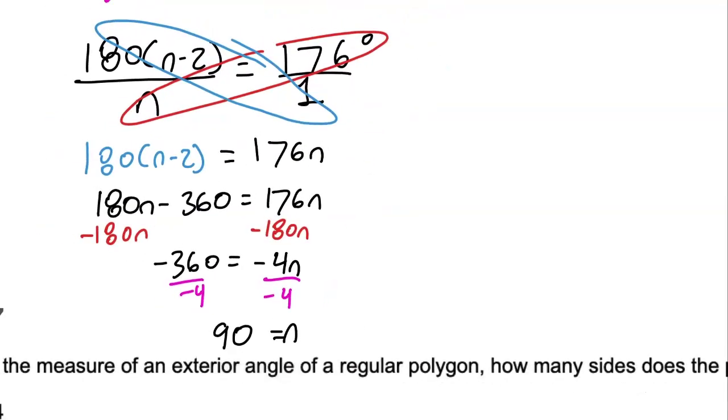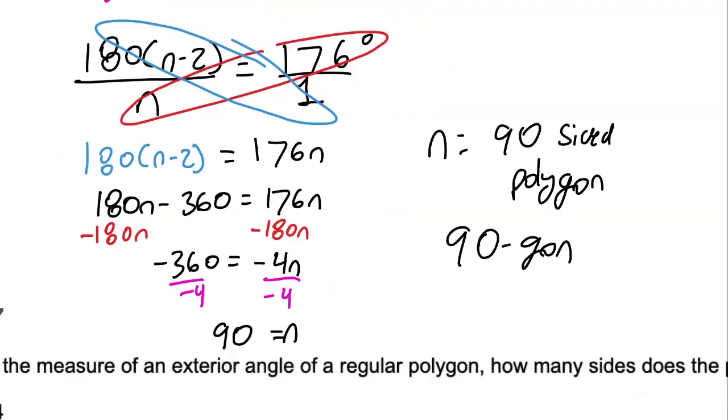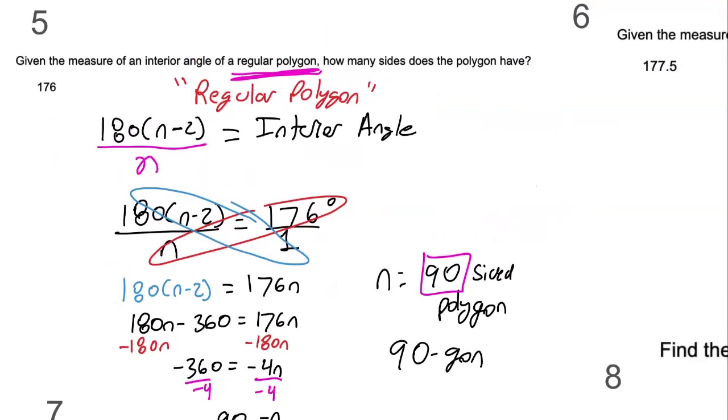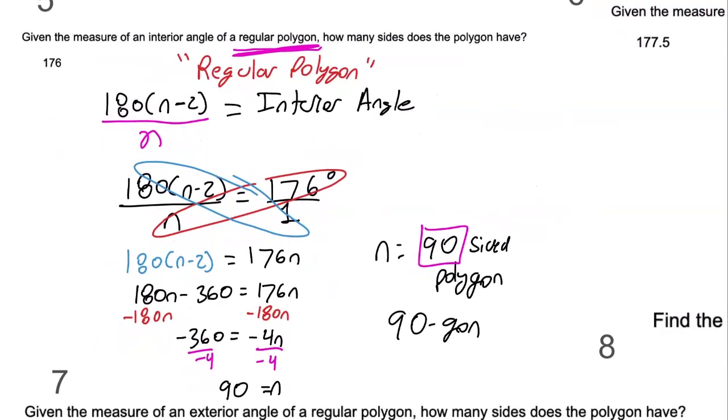So this is a 90-sided polygon. Or in this case, this would be a 90-gon. But the only thing you care about is the 90. So for number 5 and number 6, you're going to use this formula to find the number of sides. Now, this formula is not in the first cover of the sheet, but you are going to need to know this. So make sure you write this in your 1 page of notes.